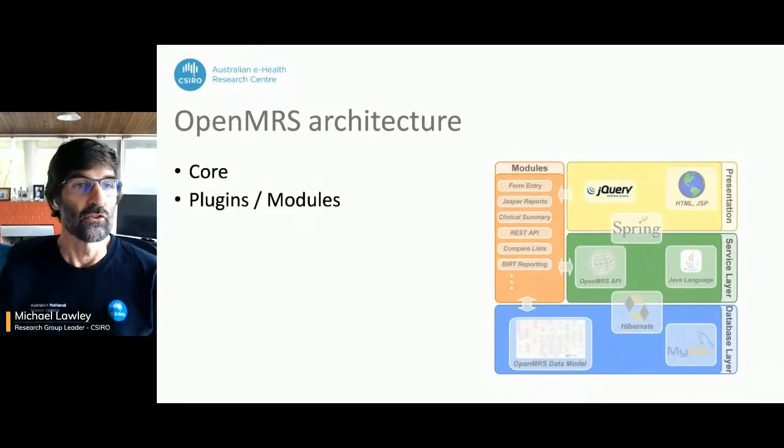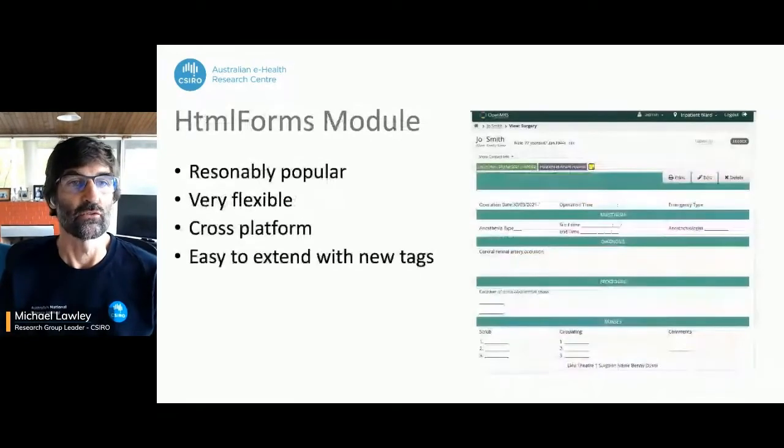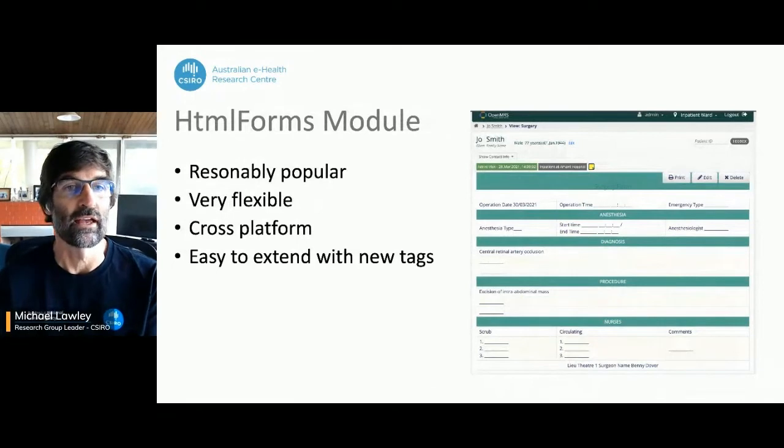So what we had to do was identify the right way to extend OpenMRS, and what we settled on was the HTML forms module. We did this because it's a reasonably popular module. It's very flexible. It uses native HTML, so all the HTML tags for building forms. It has a set of its own extension tags that do OpenMRS specific things. Of course, it gives you a cross-platform solution, but additionally, it's possible to add new tags. And so this gives us a way to develop our own module with new tags with this terminology-specific capability.